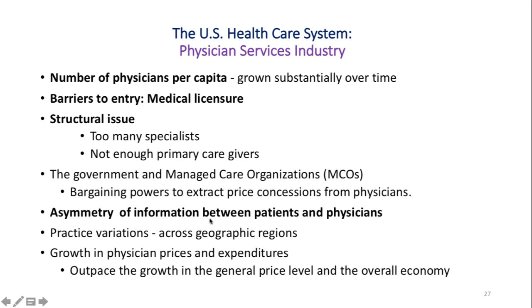There is an asymmetry of information between patients and physicians. Physicians have better information about the right type of treatment for patients. There is practice variation across the geographic regions, and there is growth in physicians' prices and expenditures, which basically outpaces the growth in the general price level and the overall economy.